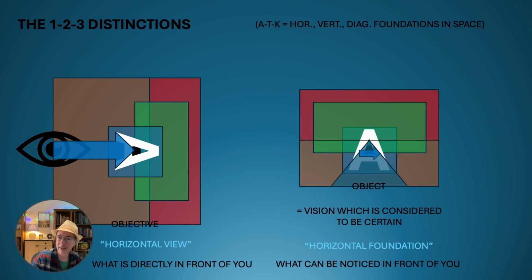We will compare the ATK, so horizontal, vertical, diagonal, as foundations in space, and that makes it easy to also add the extra idea of the concept of certainty or uncertainty in the three positions. But here, very clear, we seem to have a certain principle. We seem to have something that we are sure of that we have, and so on.